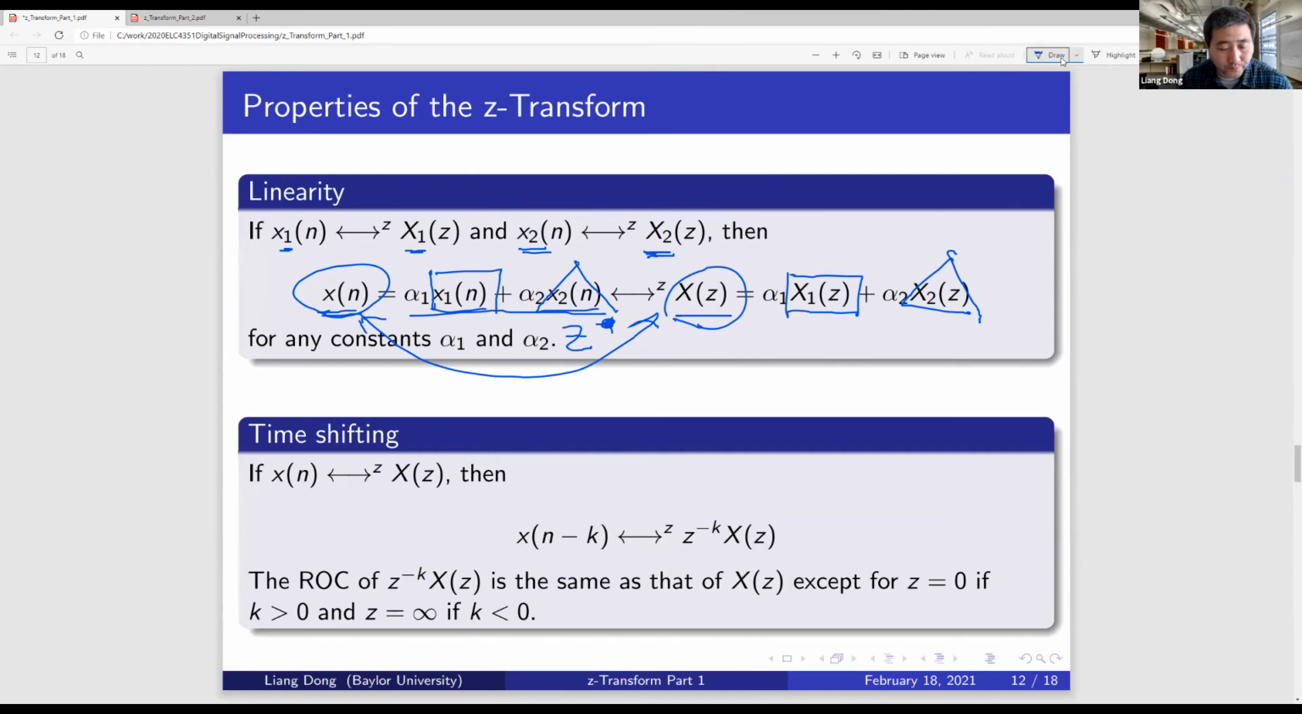It's a linear operation. Next, time shifting: if x[n] and X(z) are a Z transform pair, then I have this. If I have a time-shifted version of this signal, I'm looking at x[n-k], which is the sample at k periods delay. So let's say I have a 1 time unit delay, so I'm looking at k equal to 1, so x[n-1]. If I'm looking at a 2 time unit delay, that's x[n-2].